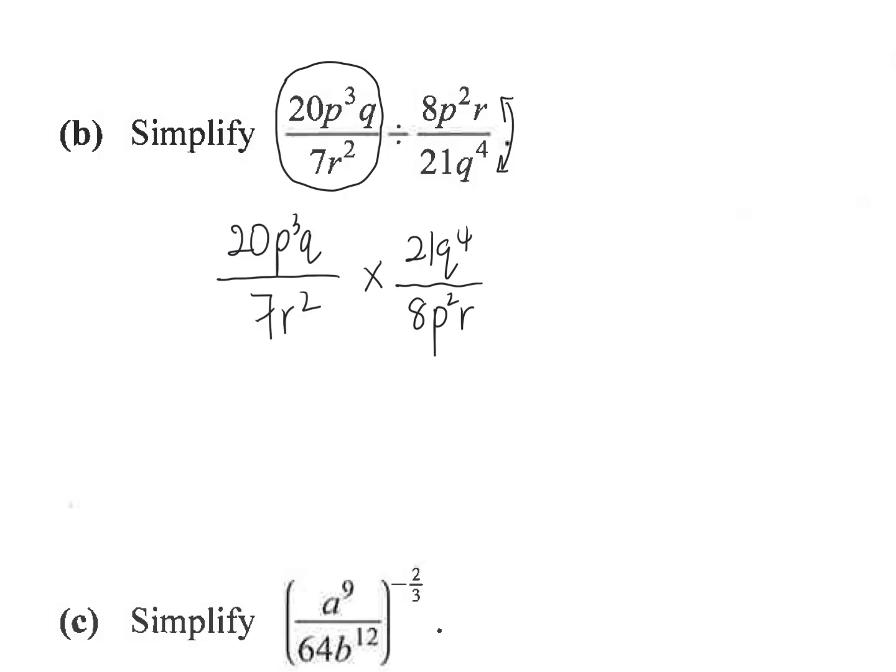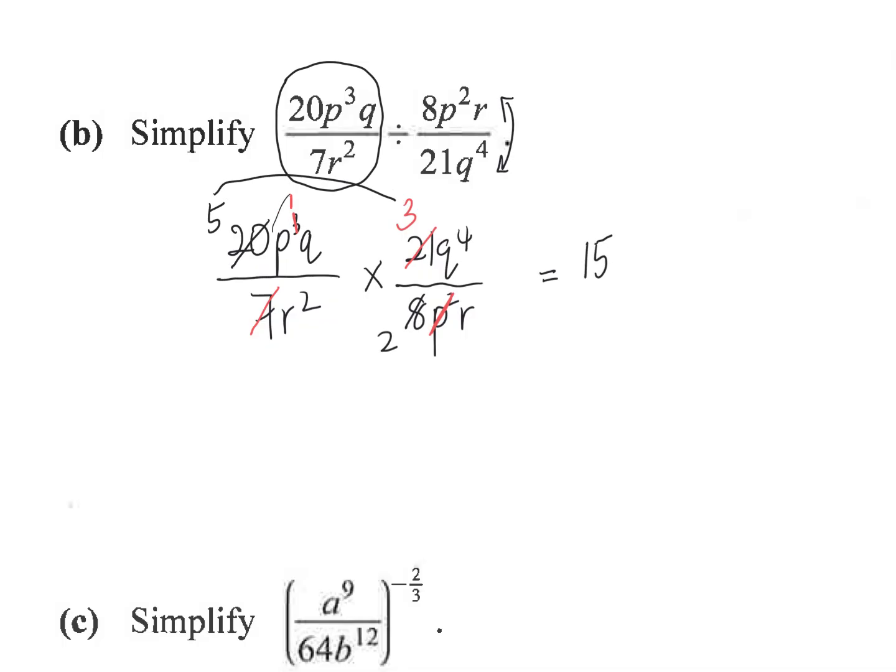So P, I have 3 of them. I will cancel 2 off, left 1. Okay, Q, nothing. Okay, 7 and 21, 3. 20 and 8 divided by 4. Then nothing else. So if I check properly, 5 times 3 is 15.